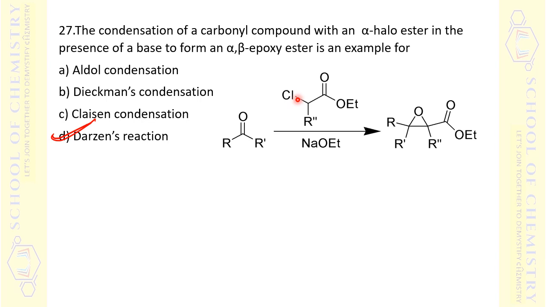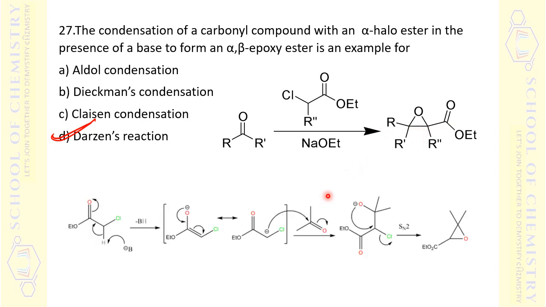So here, the alpha halo compound it is. When these two react, they will produce this kind of epoxy ester. That will be Darzens' reaction. Briefly, I have given the mechanism here. It is a very simple mechanism, easily understood.